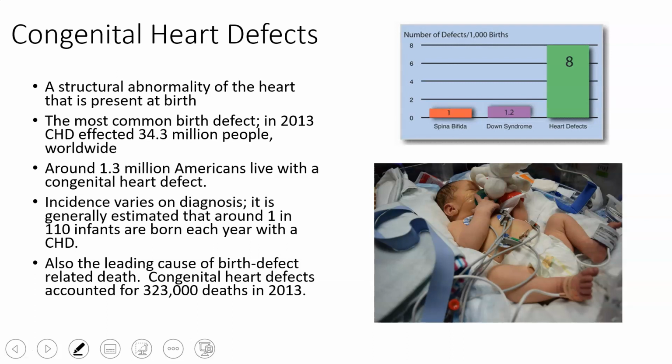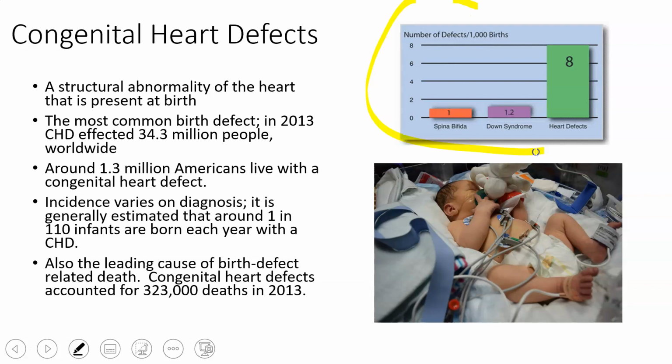Congenital heart defects are the most common birth defect. In 2013, and I do know this is 7 years old, congenital heart defects affected about 34.3 million people in the world. Currently, there are around 1.3 million Americans alive with congenital heart defect. Its incidence depends on diagnosis, because some of these do go undiagnosed. Around 1 in 100, 1 in 110 every year are born with a congenital heart defect.